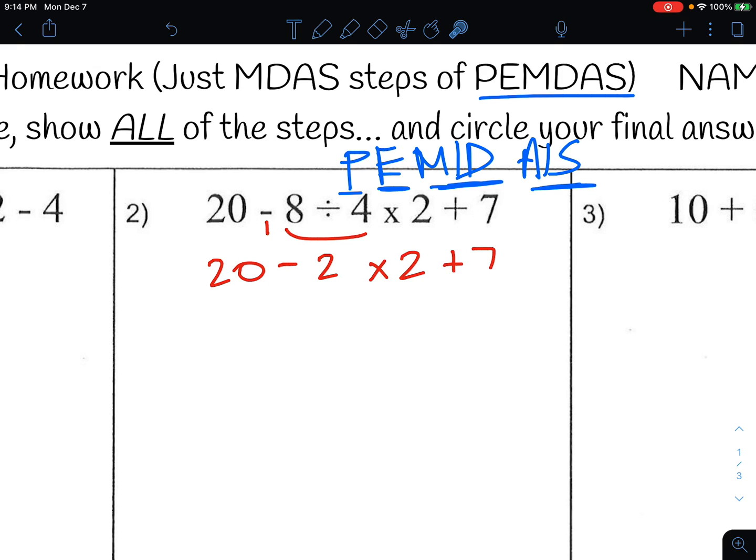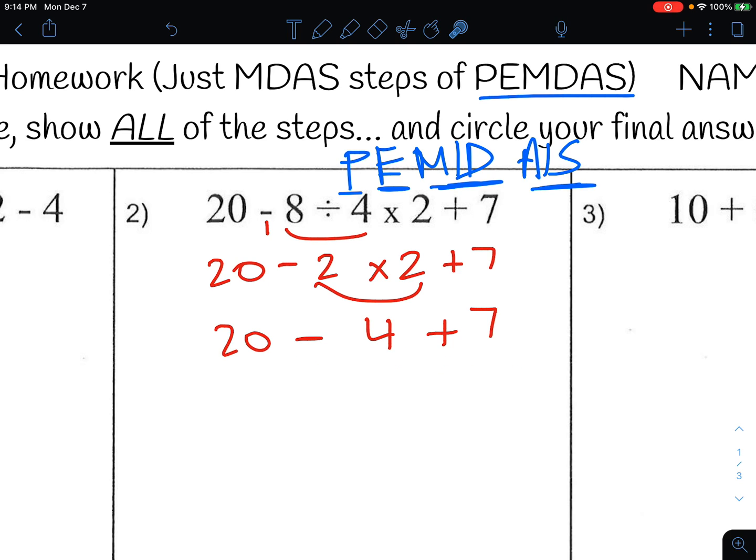Now we ask ourselves, all right, multiplication. We still had some more multiplication, so this is what we deal with right here, 2 times 2. 2 times 2 is 4, and then bring everything else down. Bring down the 20, the minus sign, the plus sign, the 7. What's next? Well, we finished all the multiplication and division. Now we just have addition and subtraction, so we go from left to right.